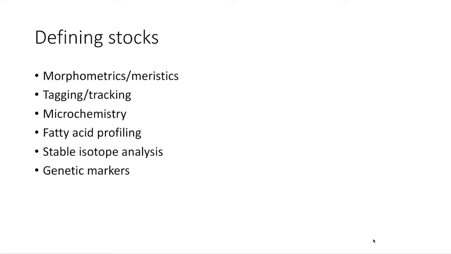There are a number of different ways to define stocks. You can look at shape or count variation in a morphological trait. You can look at physical movement between locations or lack thereof, which you can determine using tagging or tracking data. Otolith microchemistry, fatty acid profiling, and stable isotope analysis are often used as tools for identifying environmental differences among individuals or dietary differences that might indicate stock structure. And finally, genetic markers are very commonly used to examine patterns of population genetic structure to inform when there may be independent stocks that require independent management. And this is what we're going to be talking about in more detail today.